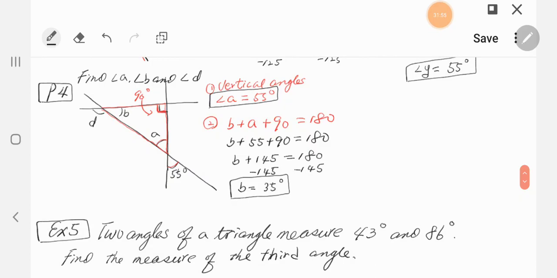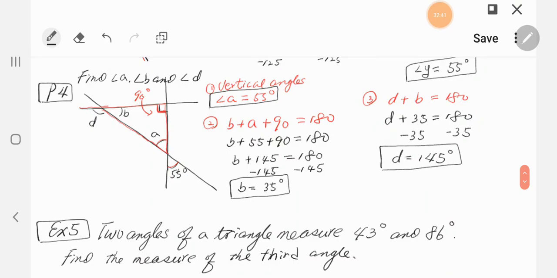35 degrees. Okay, how about letter D? How about angle D? So angle D, number 3. Okay, this is a straight line, right? So angle D plus angle B is equal to what? Yes, 180. And we already know the angle B. So D plus 35 is 180. So minus 35 each side. Then D is equal to 145. Okay, simple. So in here we used 3 definitions. One is vertical angles, so that A is 55. And then sum of 3 interior angles of a triangle is 180. So we found B. And then from a straight line angle, we found D.